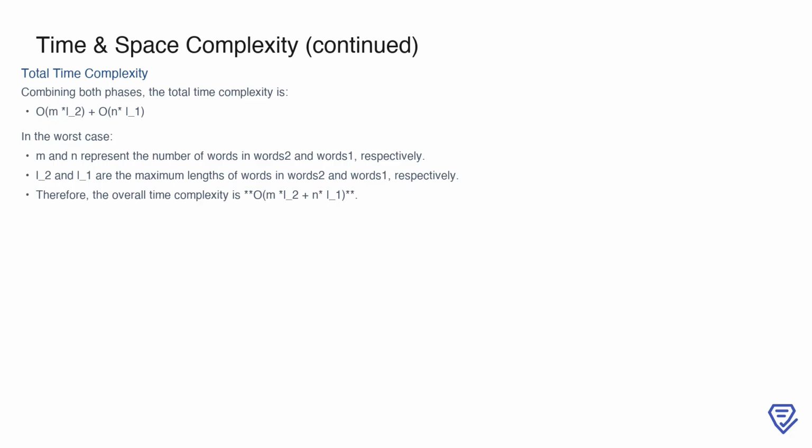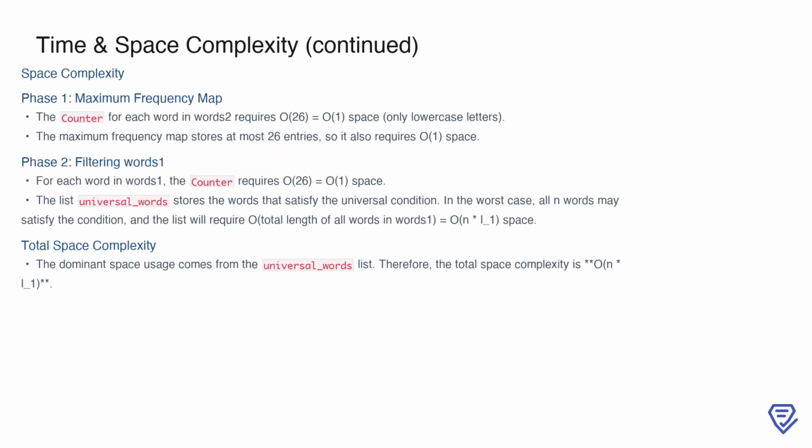When combining the time complexities of both phases, the total time complexity of the solution is M*L_2 for building the maximum frequency map and n*L_1 for filtering words 1. Adding these together, the overall time complexity becomes M*L_2 plus n*L_1. To understand this better, in the worst-case scenario, m and n represent the total number of words in words 2 and words 1, respectively, while L_2 and L_1 represent the maximum lengths of words in their respective lists. This combined complexity ensures that our solution scales efficiently with respect to both the input size and the word lengths.